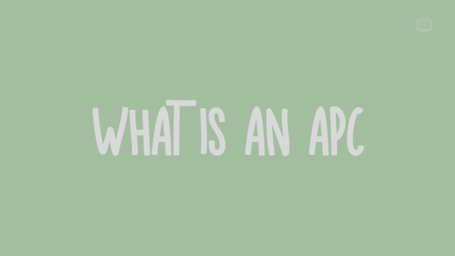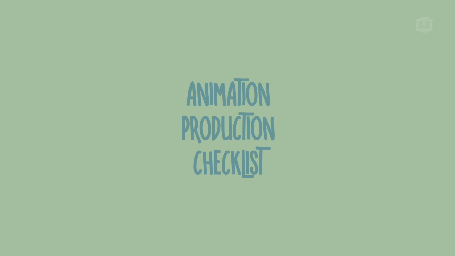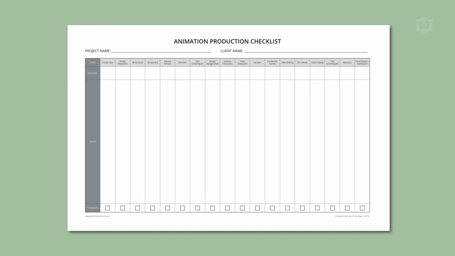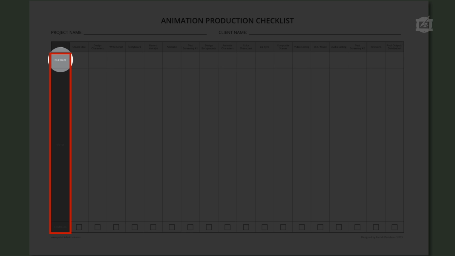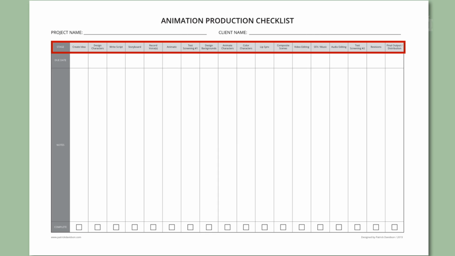What is an APC? An APC, or Animation Production Checklist, is a one-page PDF that I created to help me complete my animated projects. This document has evolved for me over time. Basically, it is a table with 18 columns for each stage of your animated project. The 3 rows are the due date, notes, and complete checkbox. The current incarnation has 18 stages.